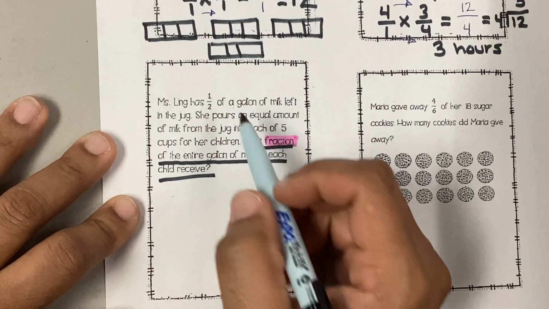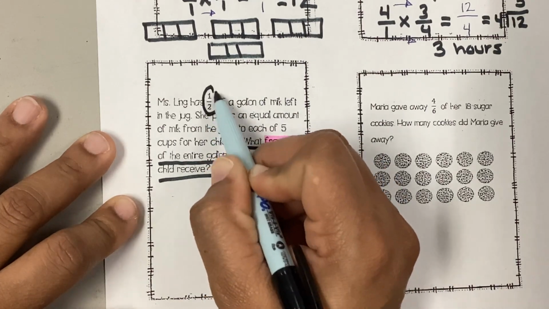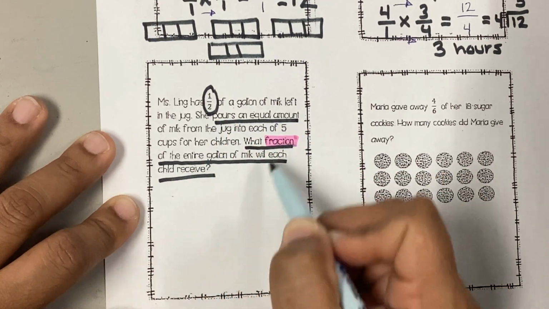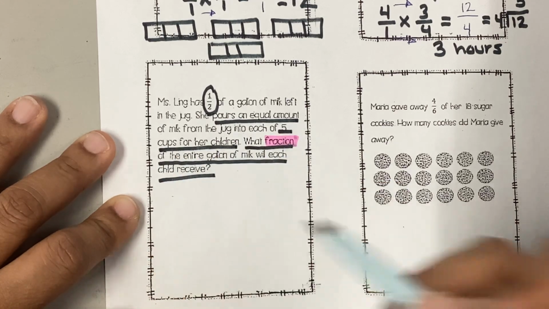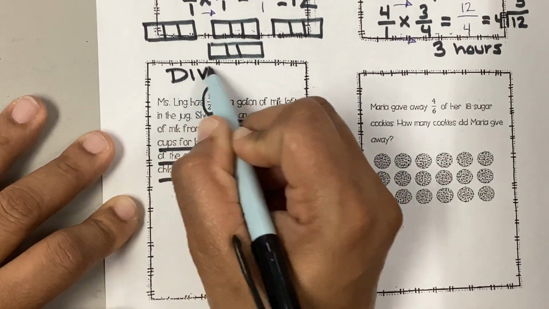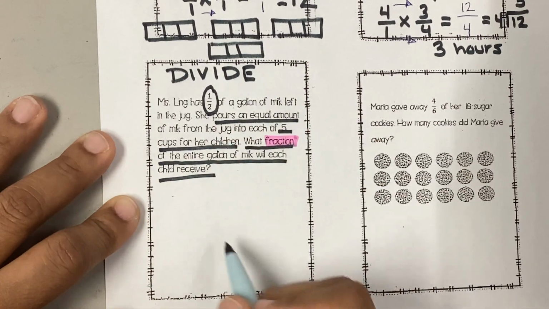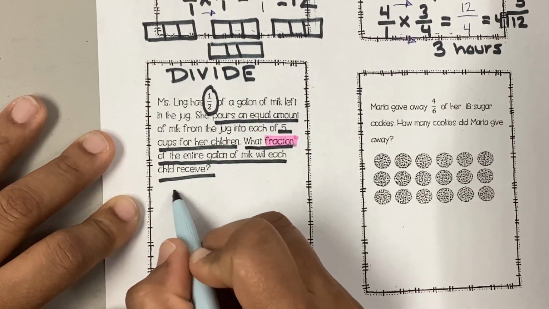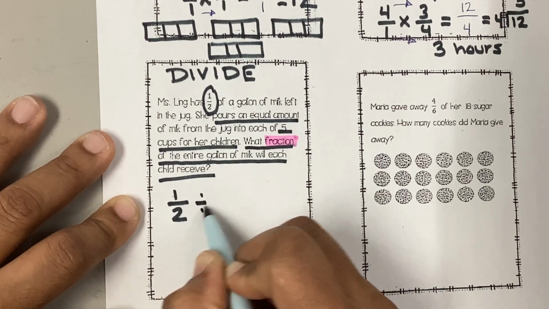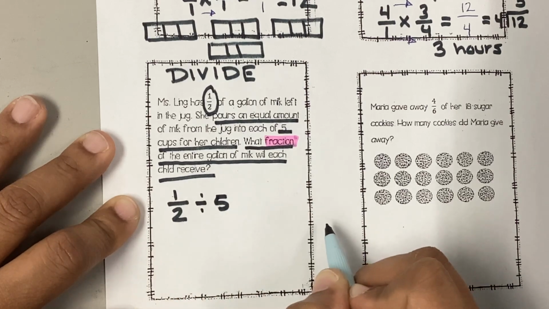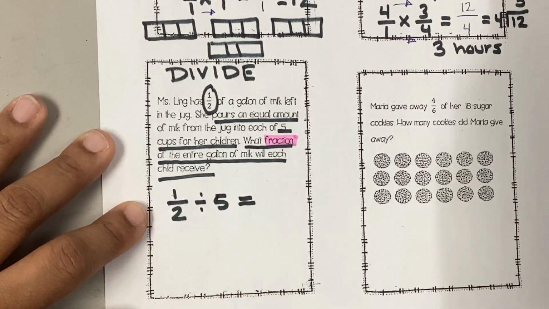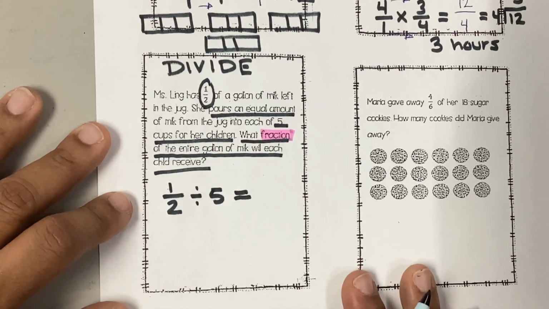We know how much Miss Lynn starts with. She starts with 1/2 gallon, and she's going to pour it equal amounts into 5 jugs. So if we're pouring it or distributing it equally, that tells us we are going to divide. Miss Lynn is going to start with 1/2 of the jug of milk. She's dividing it into 5 cups for her children. So we're going to do 1/2 divided by 5 to see what fraction each of the kids will get.